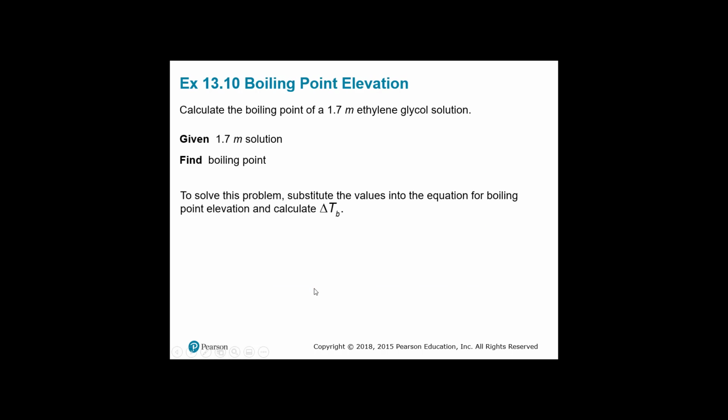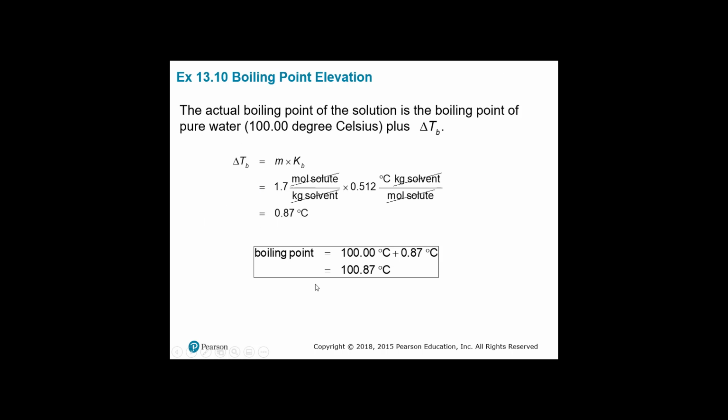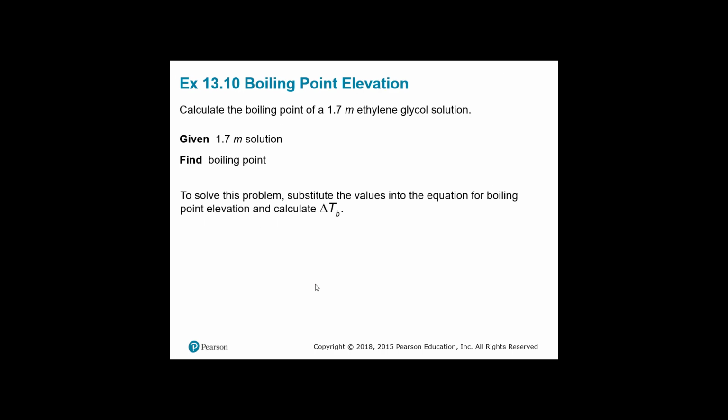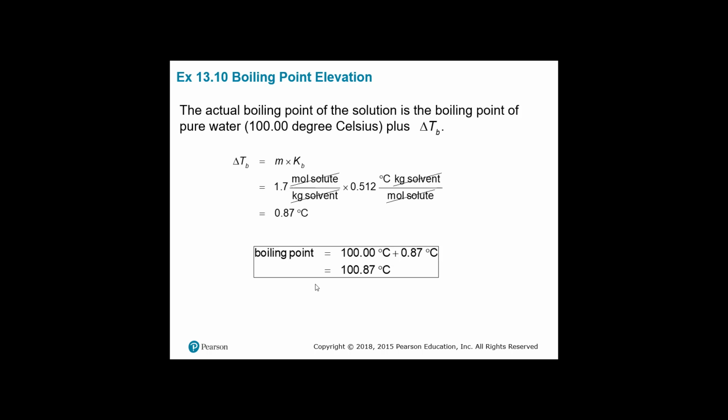Okay, so calculate the boiling point of a 1.7 molality ethylene glycol solution. To solve this problem, we substitute in the same way. We look up the KB, which is given to us here. We set it up and we get the change in the boiling point temperature, which is 0.87 degrees Celsius. It doesn't seem like a lot, but it really does make a difference.